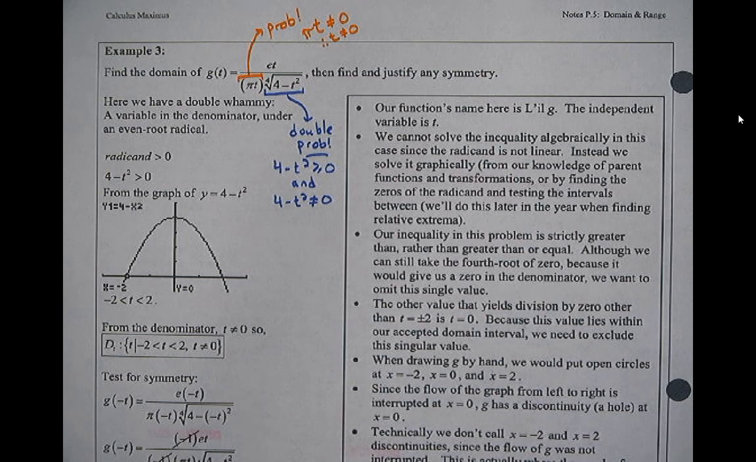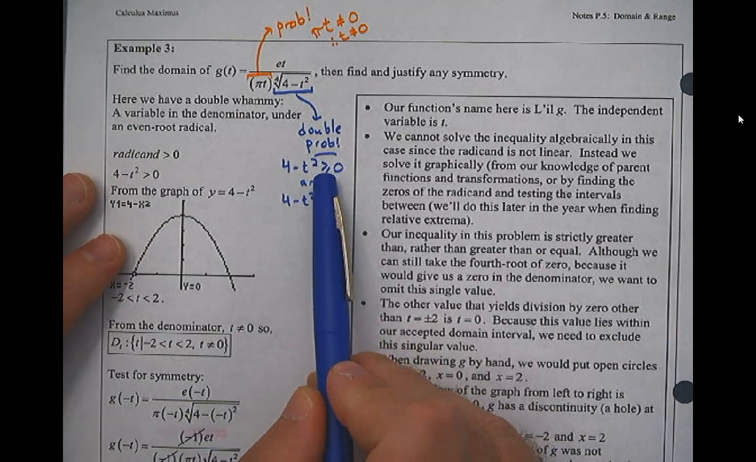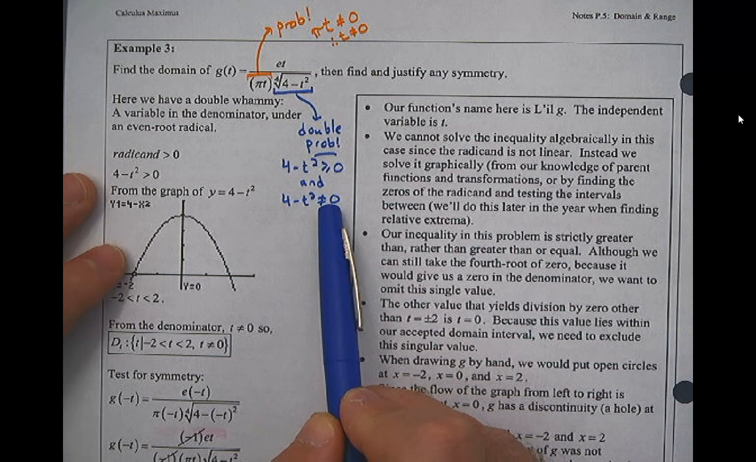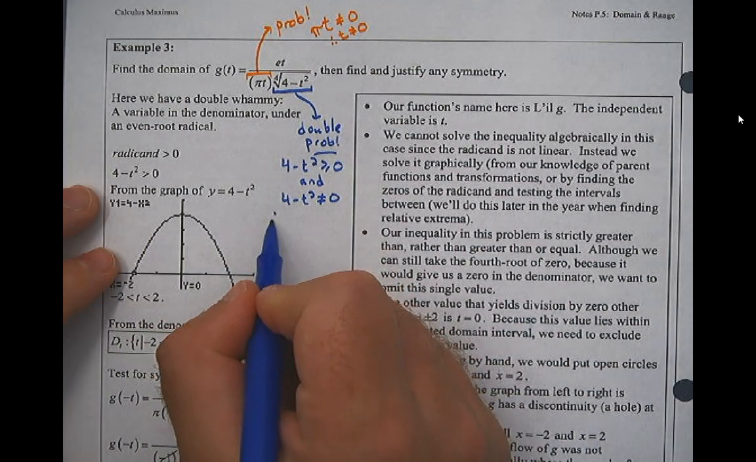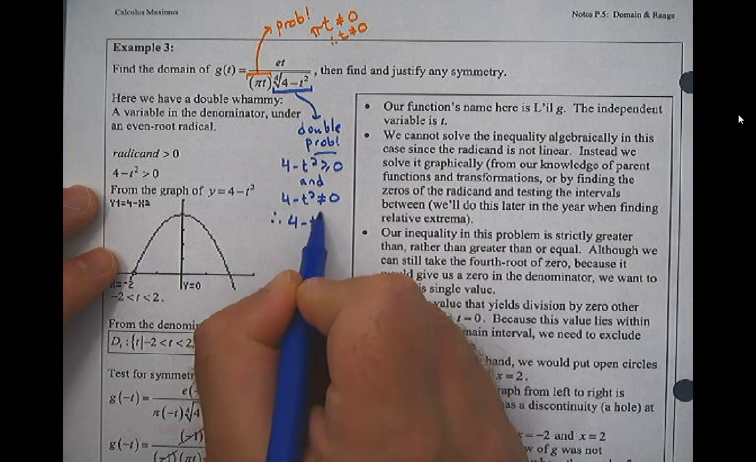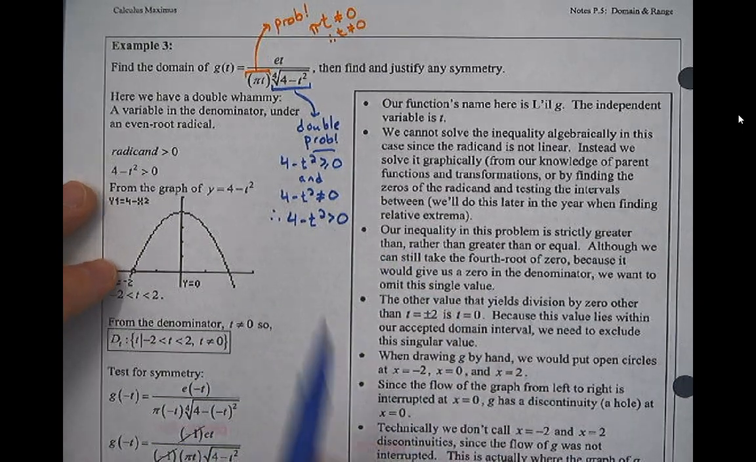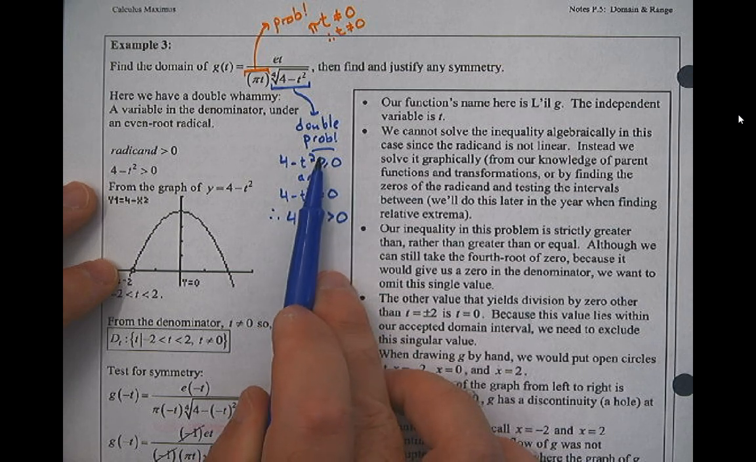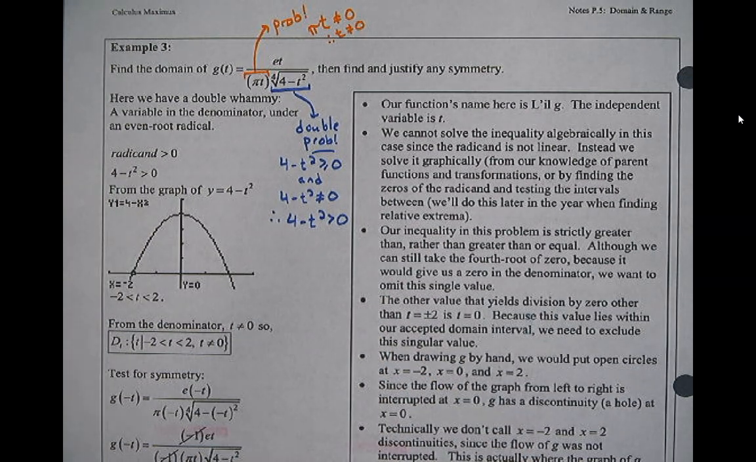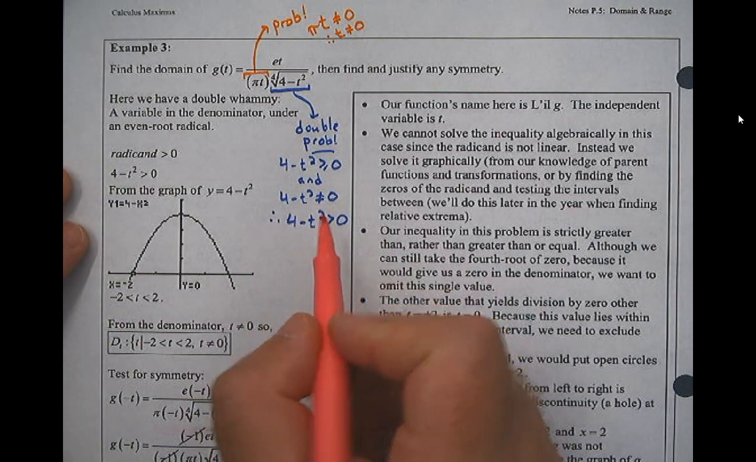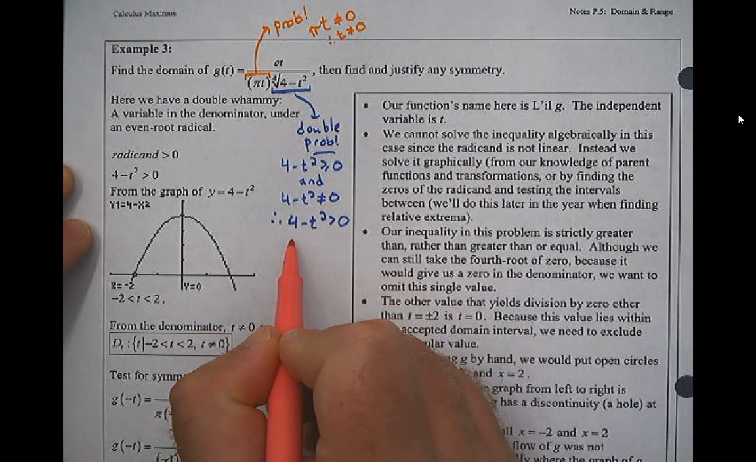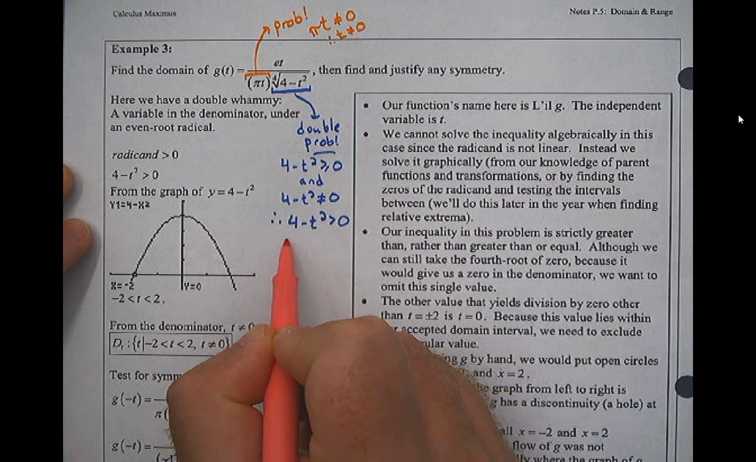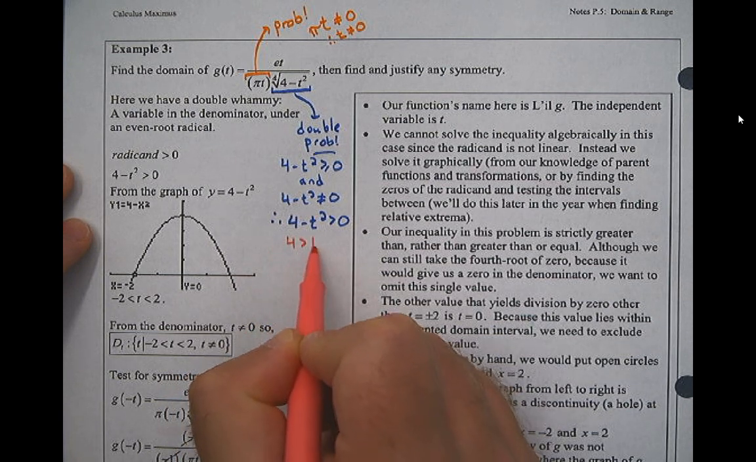So if I took those two ideas and put them together, this is saying that you have to be greater than or equal to 0. This is saying you can't be 0. So what I could do is just restrict that to say that you have to be greater than 0. Because the not equal to 0 kills off this equal to 0 right there, and it just leaves me with the greater than. So now this is something that I can solve. I'm going to bump over the t, so I would get 4 is greater than t squared.